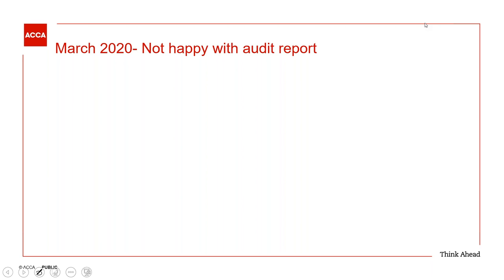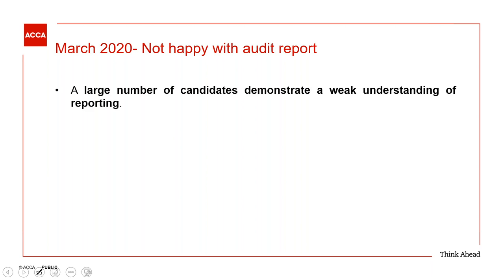Let's see what is the cause of unhappiness for the examiner. Number one, a large number of candidates demonstrate a weak understanding of reporting. That's quite shocking. A large number of candidates demonstrate a weak understanding of reporting. This is the examiner feedback from the March 2020 paper. So he's not happy with the student knowledge on reporting.